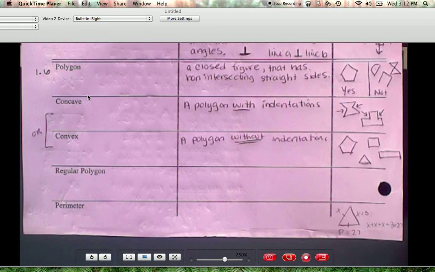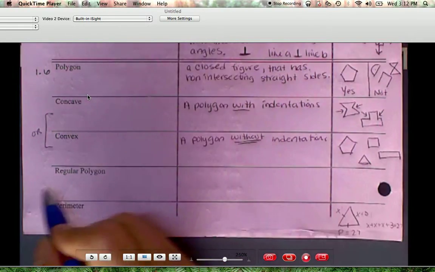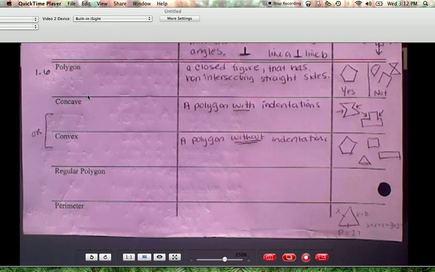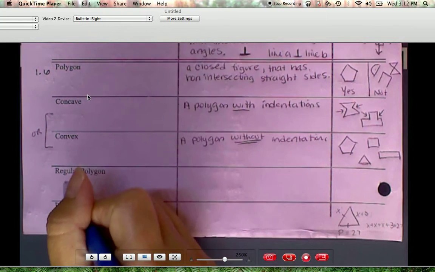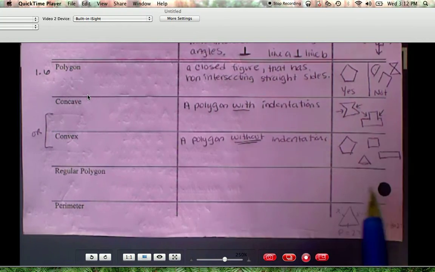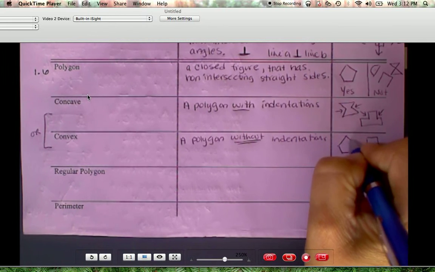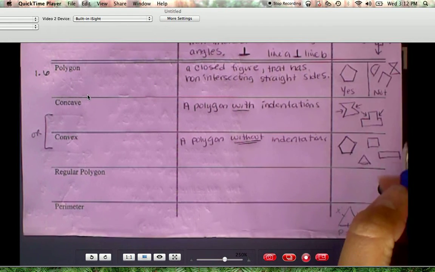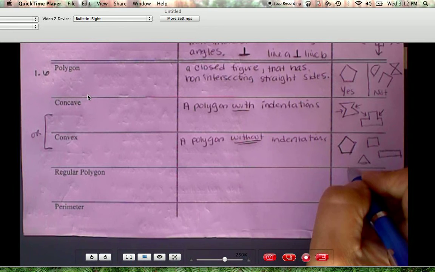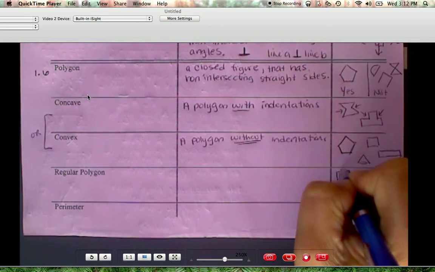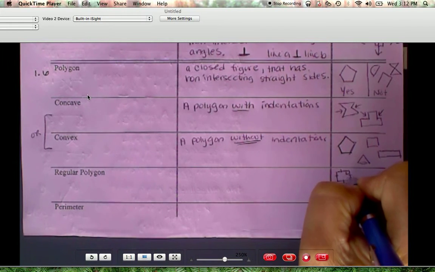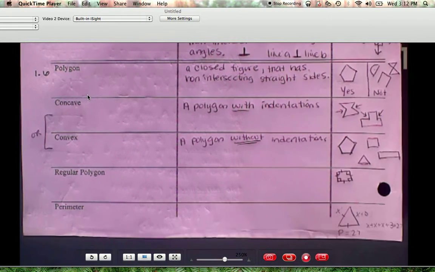Now a regular polygon, you probably should be familiar with this definition, but if you're not, okay, regular means that all the sides and all the angles are congruent. All the sides and all the angles are congruent. Now let's look at a square. All four sides are congruent. All four angles are right angles. That's one regular polygon, probably the most popular regular polygon.